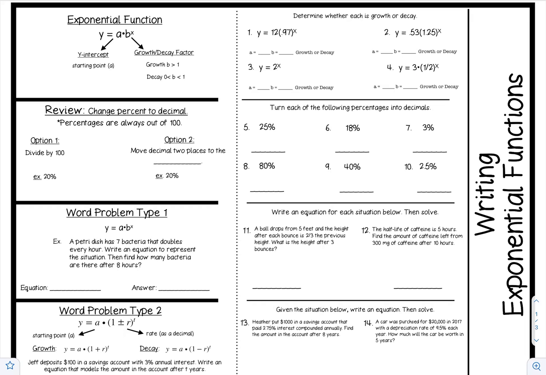All right. So, number one, determine whether this is growth or decay. Looking at this 0.97, it is in between 0 and 1. Therefore, that lets us know we're dealing with decay. Our a is 12 and our b is 0.97.